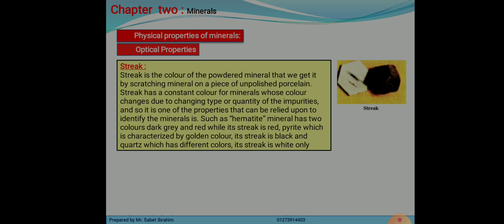So the streak, the color of the powder of the mineral, is constant. Hematite has two colors, dark gray and red, but its streak is red. Pyrite has a golden color, but its streak is black. Quartz has different colors and its streak is white only.